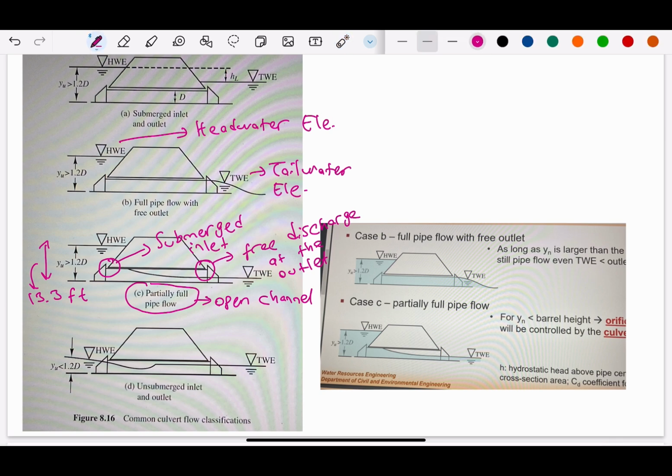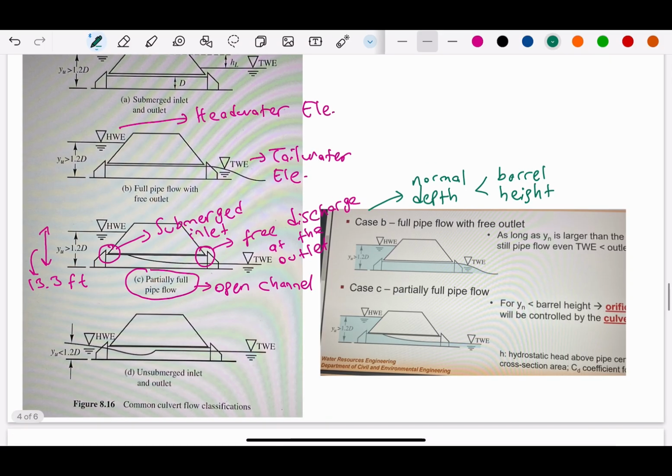So to do that, we need to satisfy some conditions. So to keep it in case C or flow classification C, the normal depth should be lower than barrel height. And when we say barrel height, it will be here. Okay, so let's continue with this information.